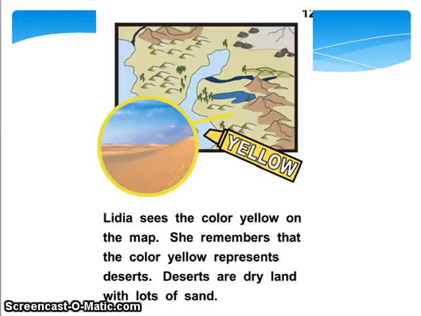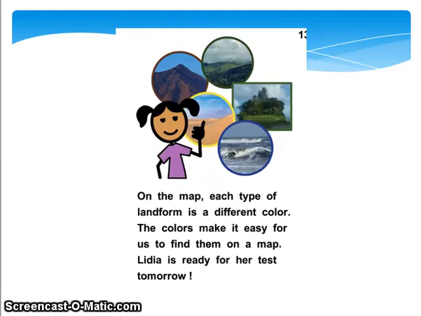Lydia sees the color yellow on the map. She remembers the color yellow represents deserts. Deserts are dry land with lots of sand. Probably not many of us have been to a desert before because they're way out west. On the map, each type of landform is a different color. The colors make it easy for us to find them on the map. Lydia is ready for her test tomorrow.